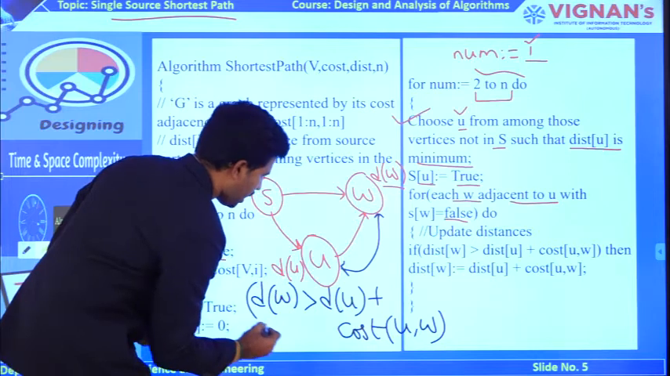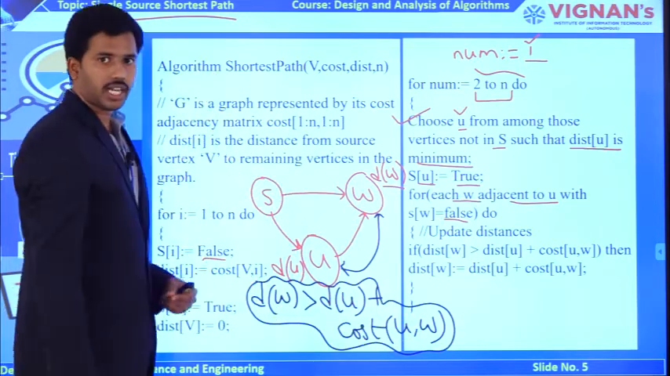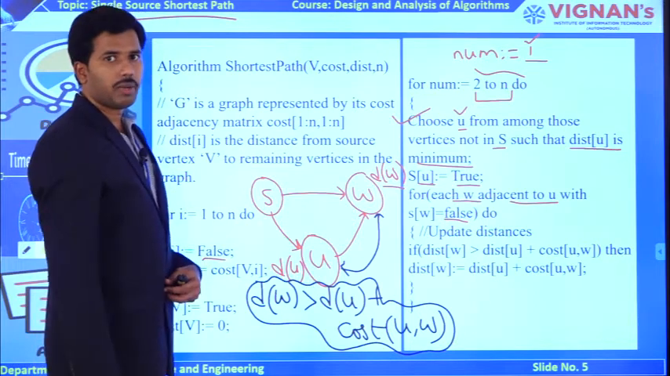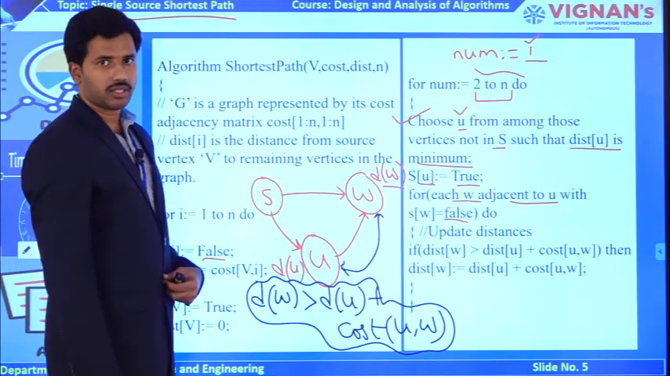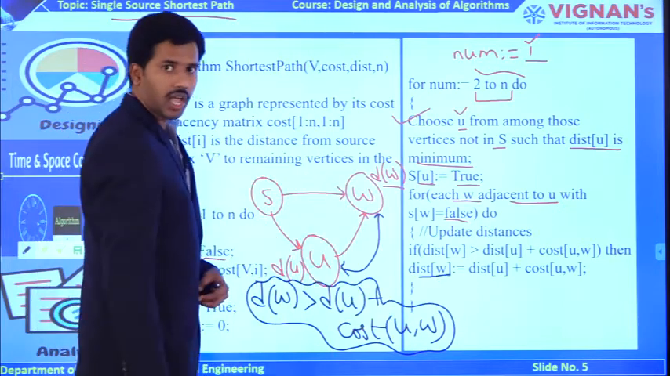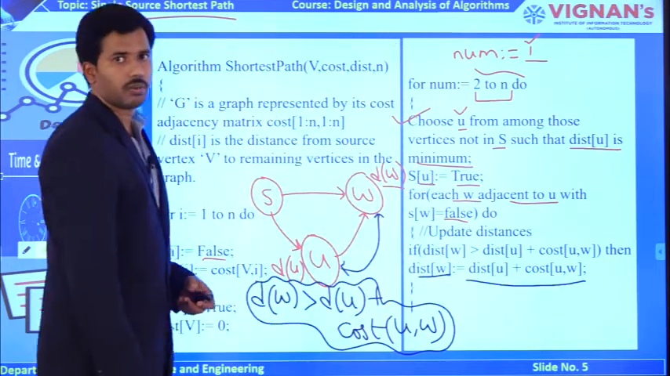If this mathematical equation is true, then ultimately I can say that my intermediate path is going to be minimum compared to my direct connection path. So I am updating my distance of w as distance of u plus the cost to reach from u comma w.